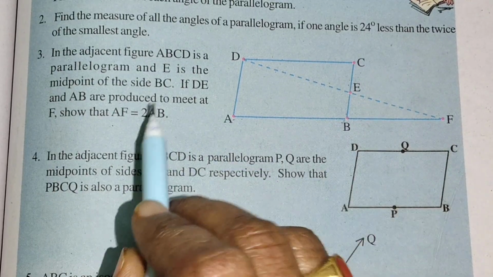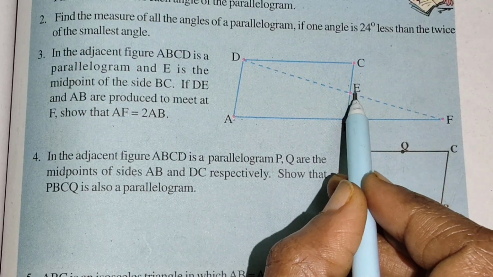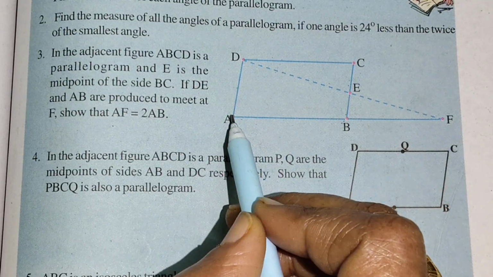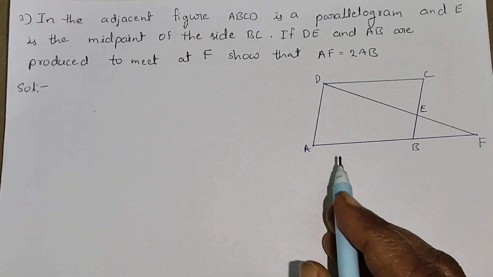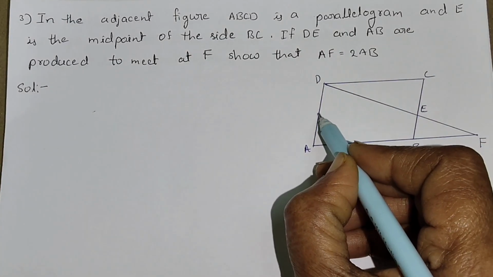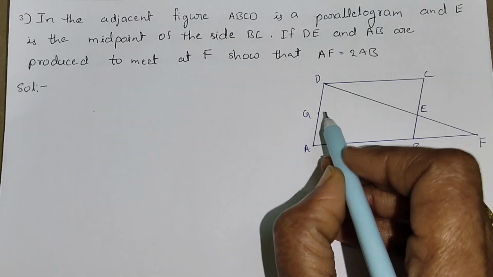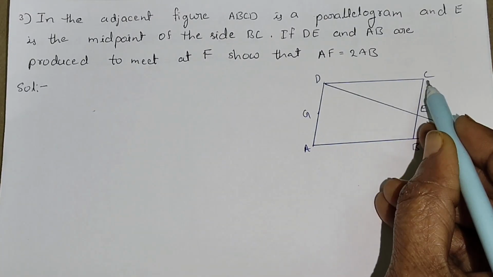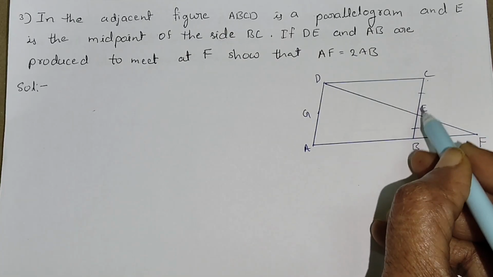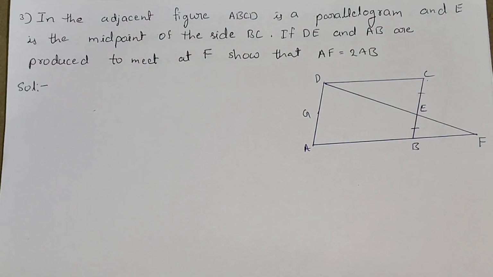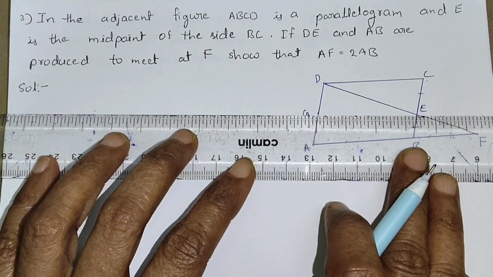We show this one. So now here E is the midpoint. So here we mark the midpoint of AD as G. G is a midpoint of AD. So here E is a midpoint of BC, BE equal to EC. Now here join G, C.